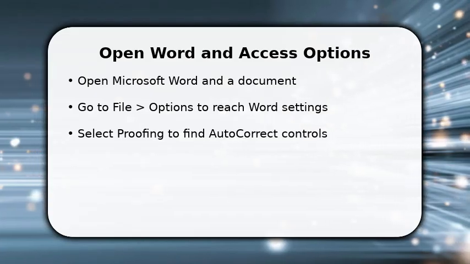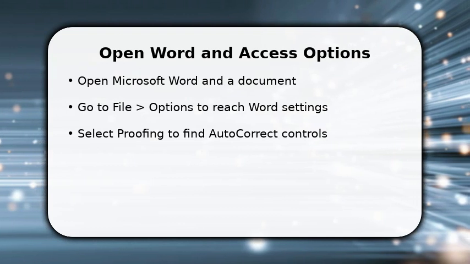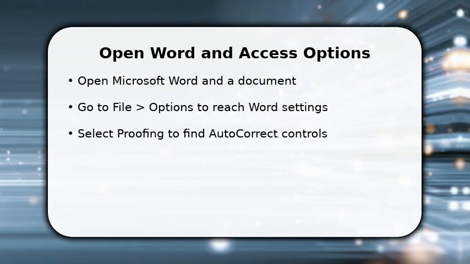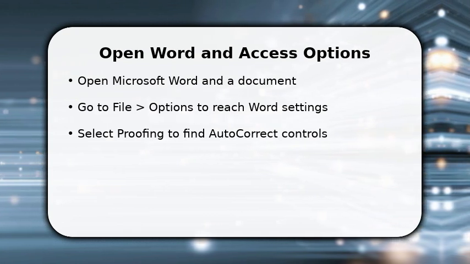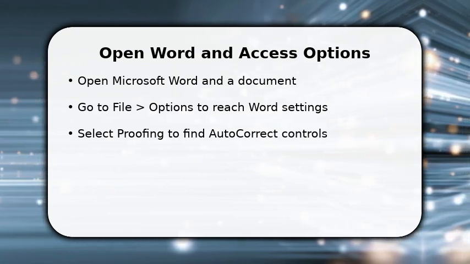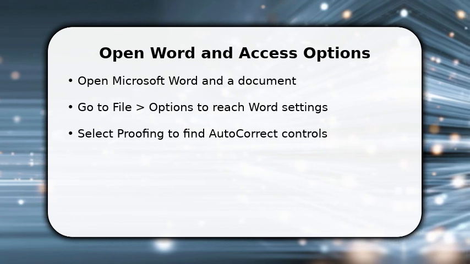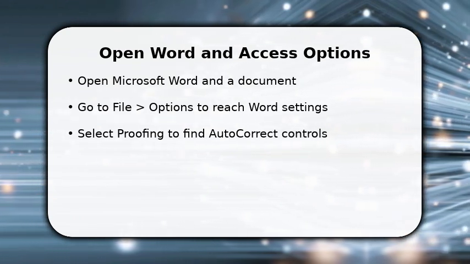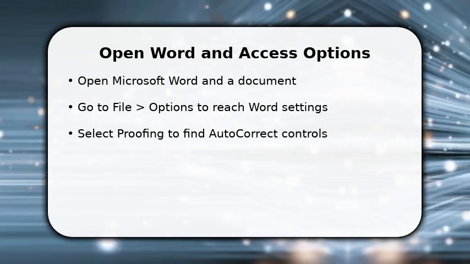You start inside Word with a document open so you can test changes immediately. Once open, click File then Options. This takes you to Global Word Settings. In Options, choose Proofing because Autocorrect lives there. You do this now to avoid toggling between screens later and to ensure your changes apply to the correct profile.